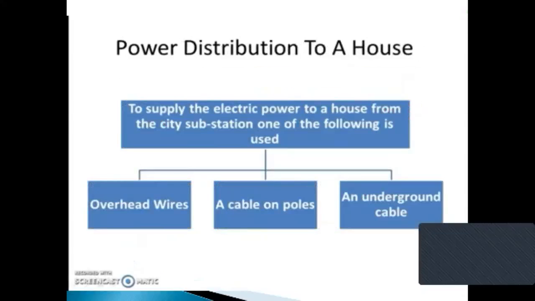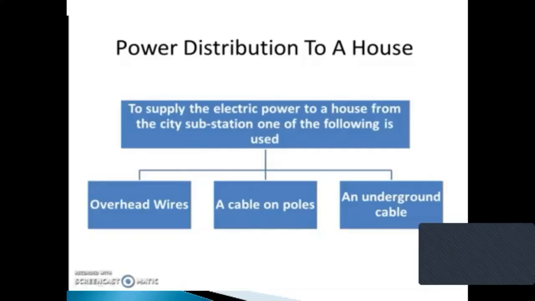So, let's study how this power is distributed to our house. There are three ways to distribute this power to a house from the city substation. First, we can transfer this power through overhead cables. Second, through a cable on poles. And third, through an underground cable. This underground cable is very common and is being used nowadays.